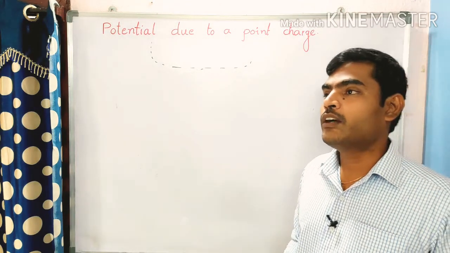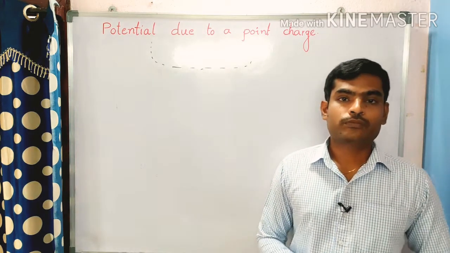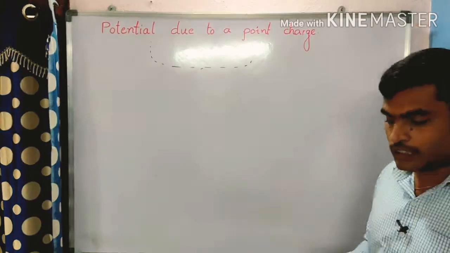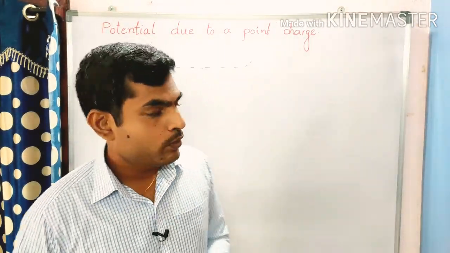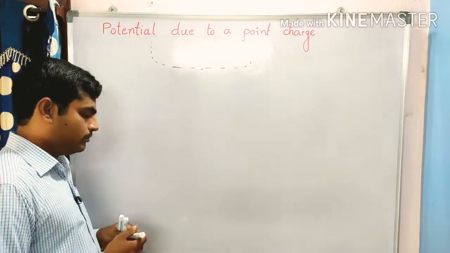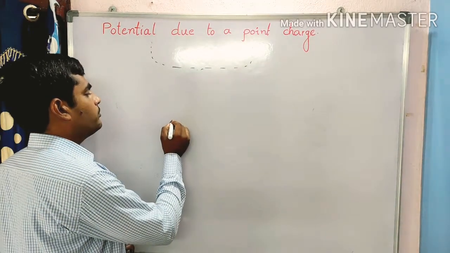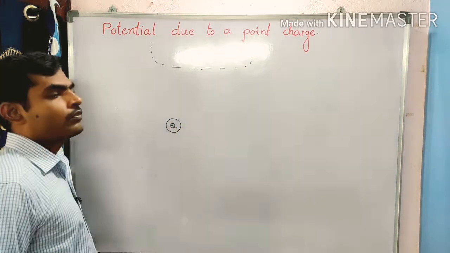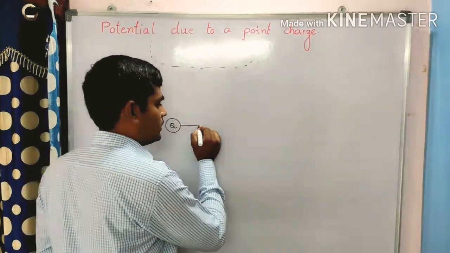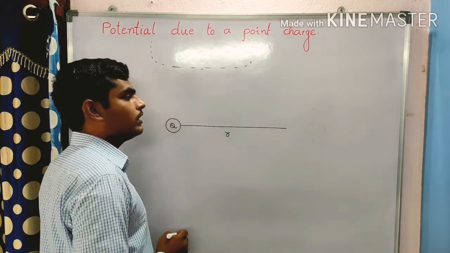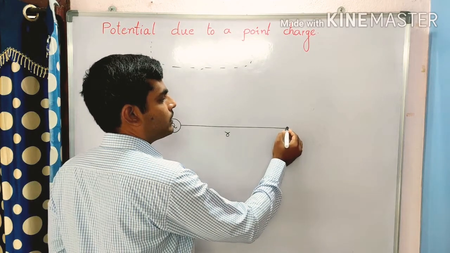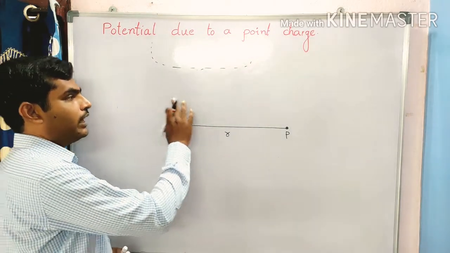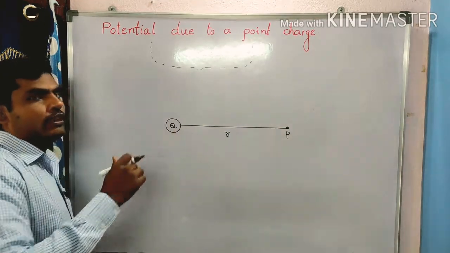In our previous video we have seen what is electrostatic potential. Now here we will discuss potential due to a point charge. So in this video we will take a point charge Q, at a distance r. We will take another testing charge at a point P. What is the potential at this point due to this charge, we are going to find.